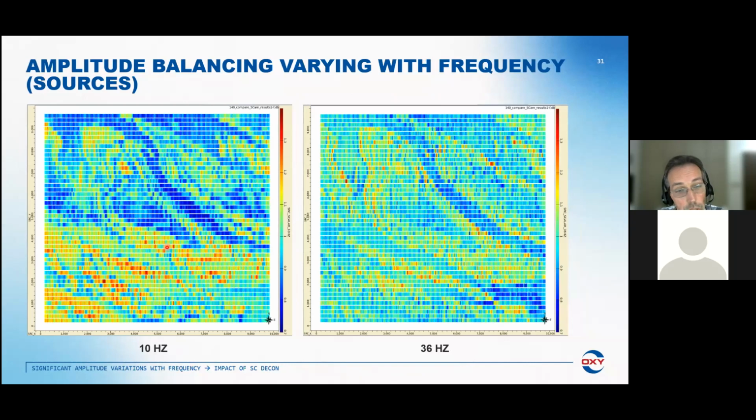I'm only going to look at the sources right now, but then split by frequency. So if you want to balance those in a surface consistent manner for the sources, look at the variation by frequency. So we have 10 Hertz on the left and 36 Hertz on the right. Obviously, we have more maps, but I'm not showing everything. You can see the variation with frequency because the color scale is the same. And that is probably not insignificant. And here the surface consistent decon may have an impact.